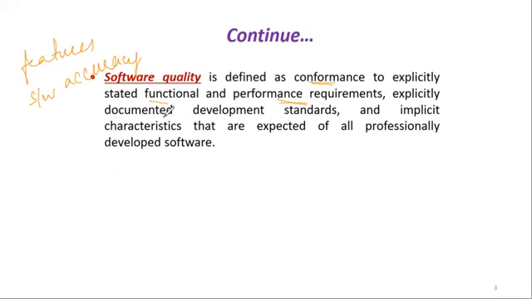And explicitly documented development standards, that is, you're developing a particular software, you want that software to have the best quality standards. So you need to follow that specific standard. This can be an ISO certified standard that you need to follow while developing the software, and implicit characteristics that are expected of all professional development. These are characteristics that the end user is not going to state, but he wants them to be present within the software, like the user interface should be simple and the performance should be very high. These are the things that are expected while you're developing the software.